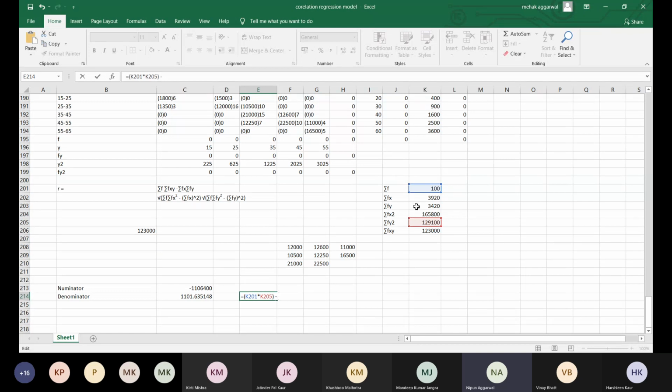So which is this one, raised to the power 2. And now the under root of the whole. Under root of the whole means raised to the power 0.5. So this is exactly the same answer coming, which will be equal to summation fy.